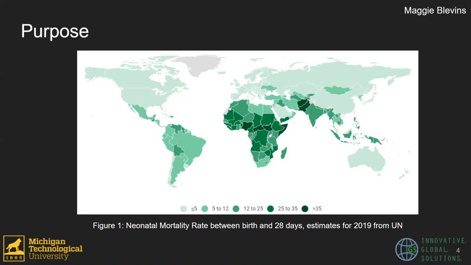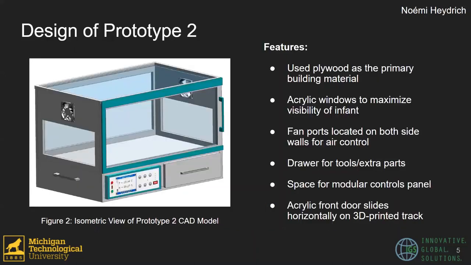Low birth weight is one of the top 5 leading causes of infant mortality. In Africa, 1 in 10 infants are born with low birth weight, and one way to combat this is to provide the infant with a controlled environment. Our solution to this issue is to create a low-cost incubator with modular systems to increase efficiency and longevity of the device. Next up is Noemi with our design.